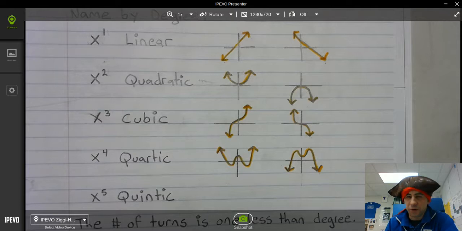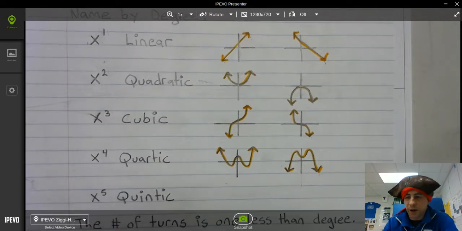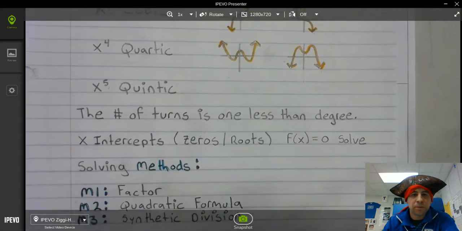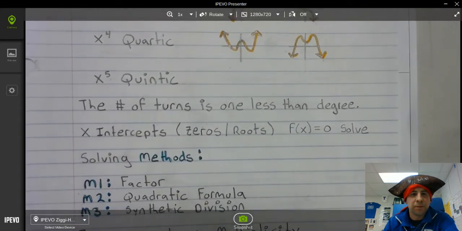All right, almost forgot it. I'm hoping you got those updated, but x to the fifth is quintic, and we're not going to have a graph to quintic. I just want to let you know that x to the fifth is quintic, okay? The number of turns is 1 less than the degree.